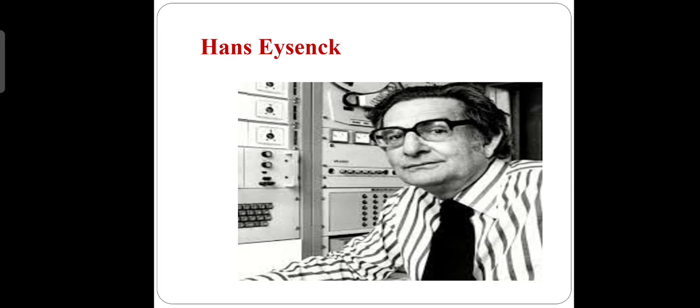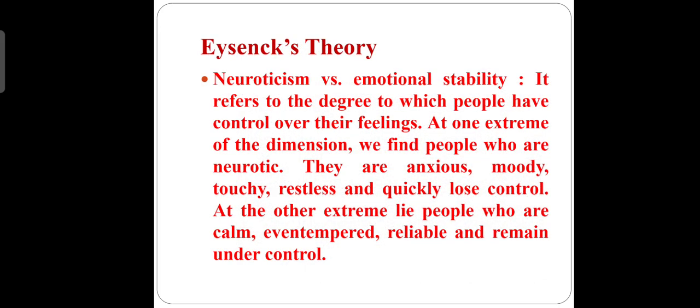And now next, Eysenck's dimensions of personality, which is very much important. Eysenck proposed that personality could be reduced into two broad dimensions. These are biologically and genetically based. The dimensions are neuroticism versus emotional stability, then extroversion versus introversion, and last, psychoticism versus sociability.